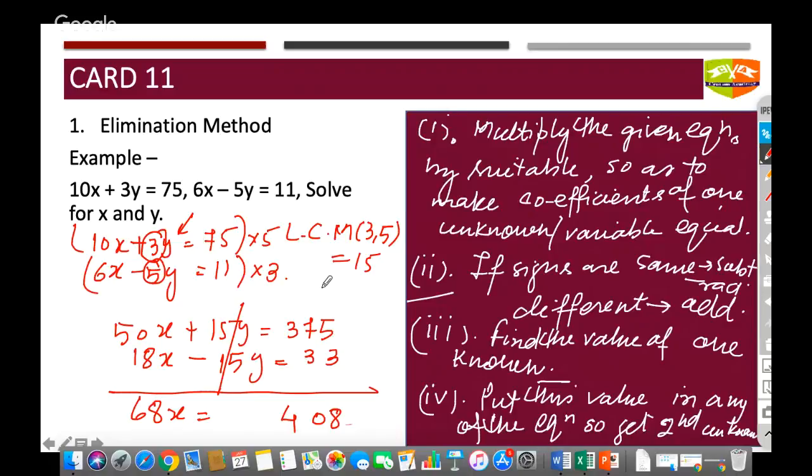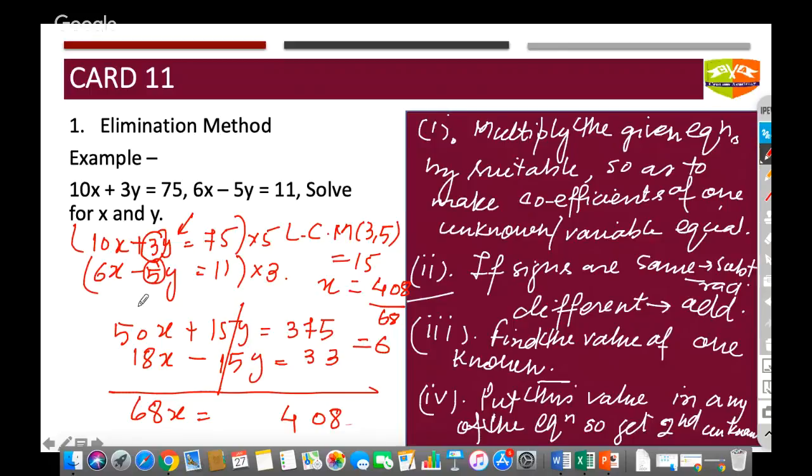So how much does x come to? X comes out to be 408 divided by 68. How much will it be? So x will come out to be 6.